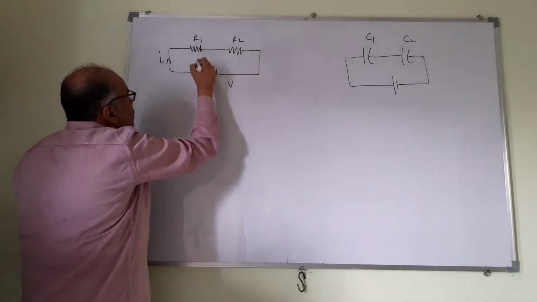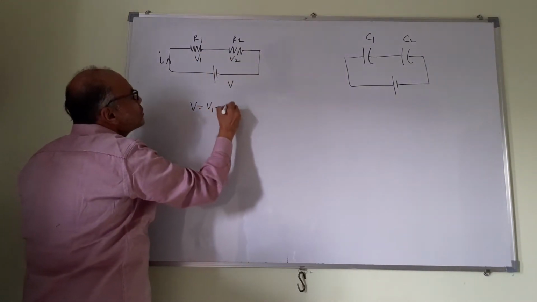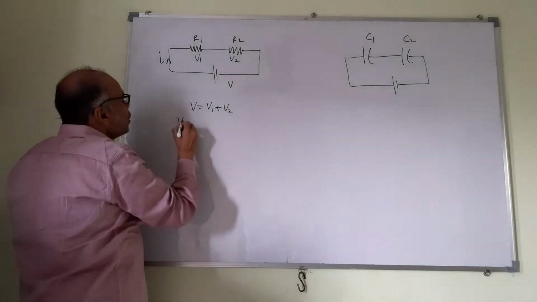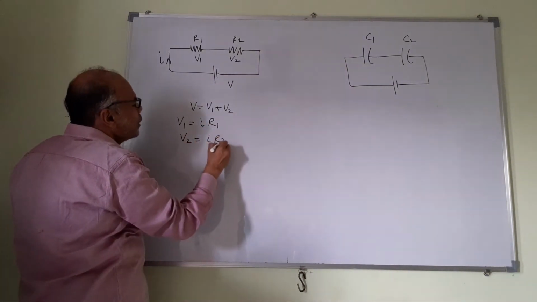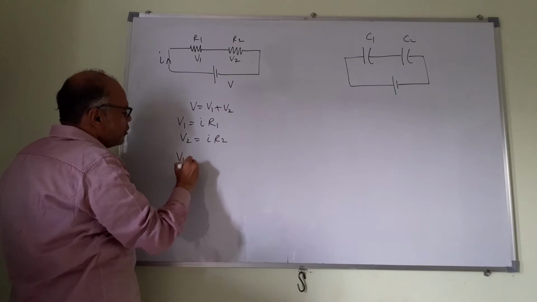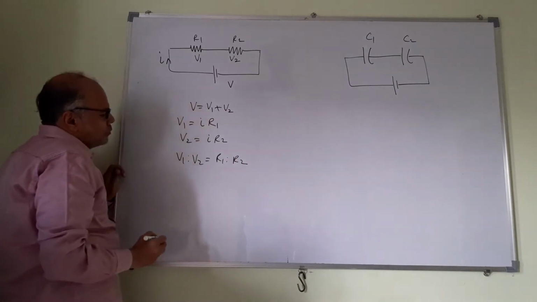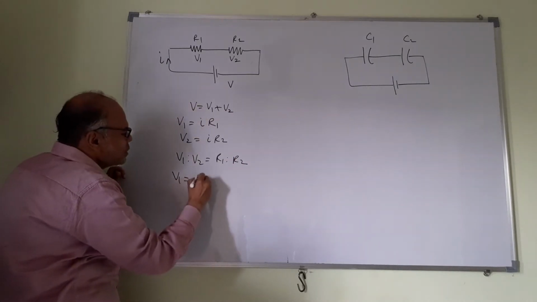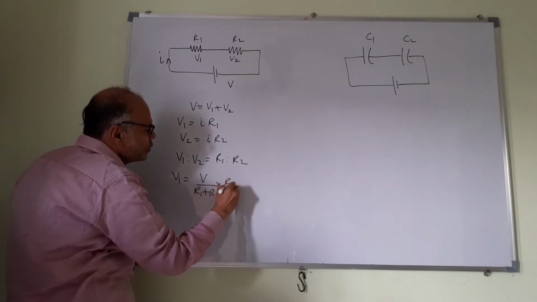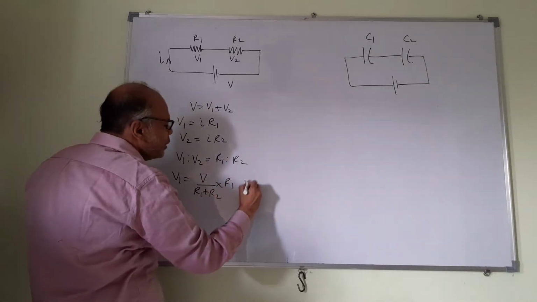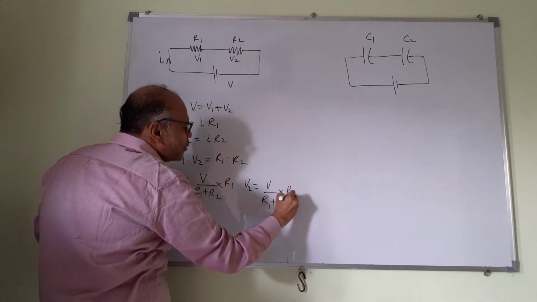Now the voltage V will divide as V1 and V2. So V is V1 plus V2. By Ohm's law, we can say V1 is I into R1 and V2 is I into R2. Therefore, V1 is to V2 would be R1 is to R2. So, I could write V1 as V, the total voltage, divided by the total parts R1 plus R2, into R1. Similarly, I could write V2 as V by R1 plus R2 into R2.